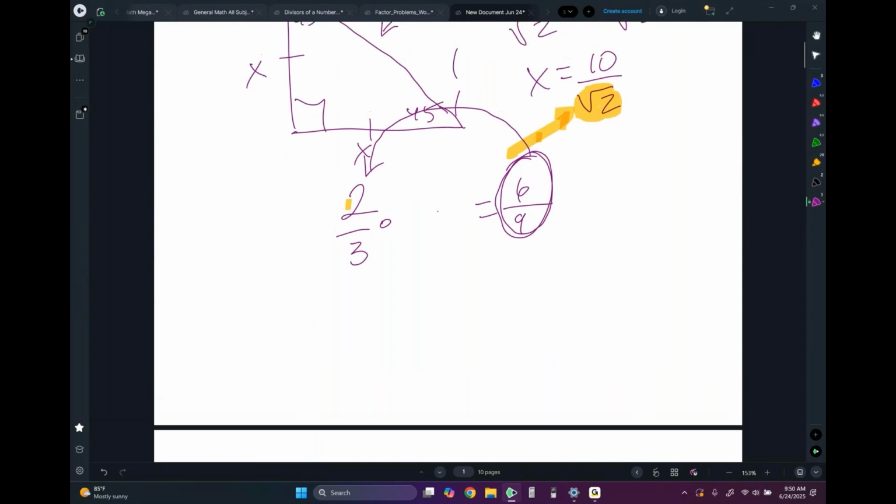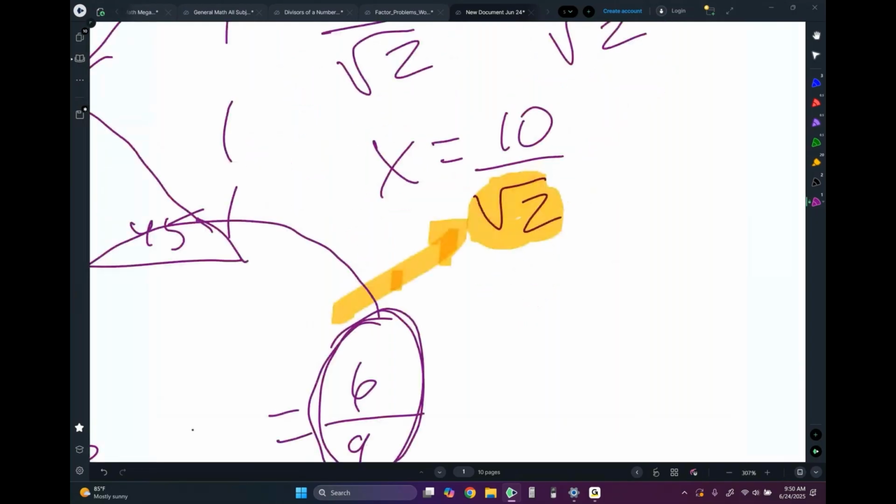Okay, so we have 10 over root 2, right? We could multiply this by 2 over 2 and not change it, right? And what does that do? That gives me 20 over 2 root 2. Well, that didn't help, did it? No, not at all. We still have a radical. Now we have even more numbers there.